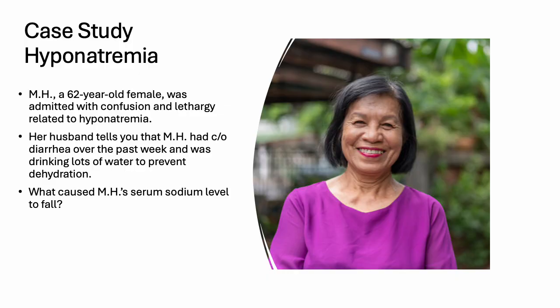So let's talk about a case study. So MH, she's a 62-year-old female. She was admitted with confusion and lethargy related to hyponatremia. So she has low sodium levels. Her husband tells you that she has had complaints of diarrhea over the past week and was drinking lots of water to prevent dehydration. So what caused MH's serum sodium level to fall?